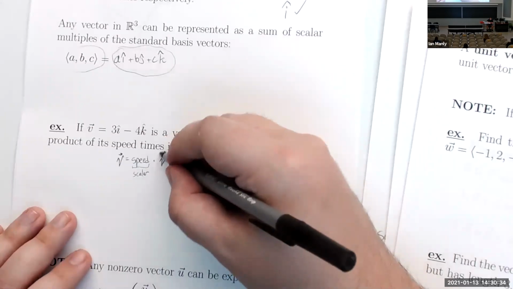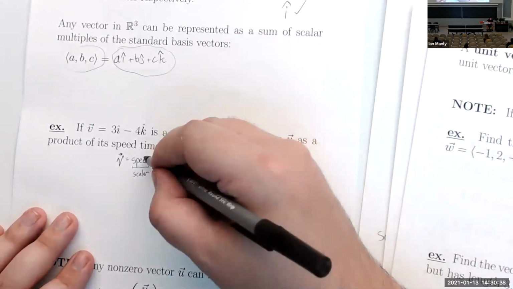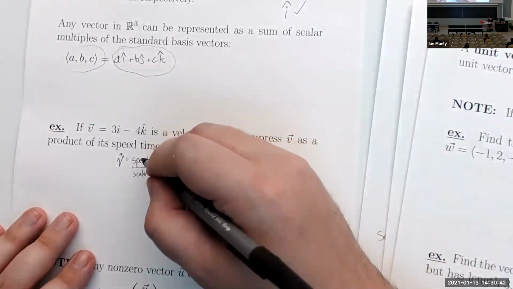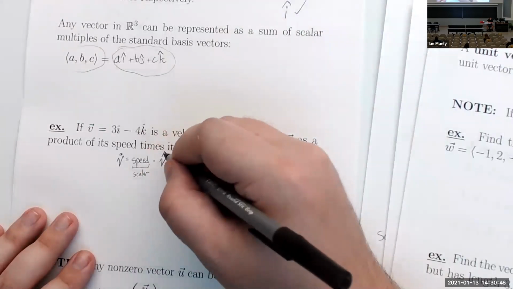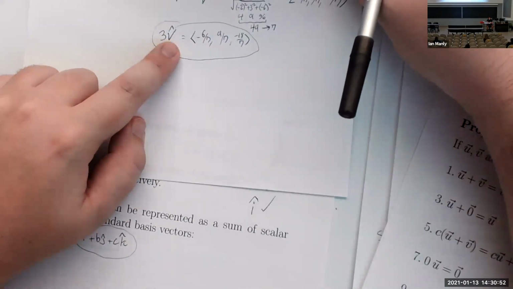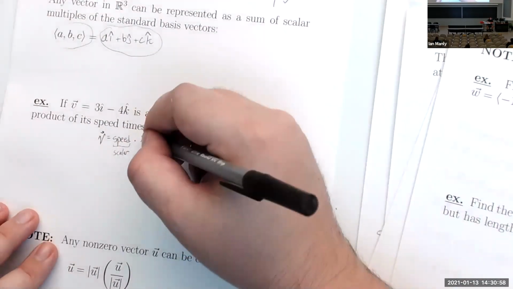So this points in the direction of the velocity, and this says how fast we are going in that direction. So this is just another way of saying a scalar times the unit vector. Kind of like back here, we can imagine 3 is the speed and then v is the direction in which we're moving. Okay, so let's figure out both of these components here.